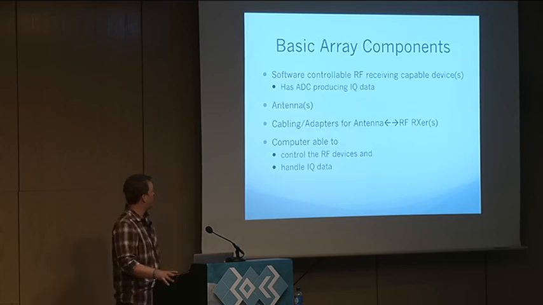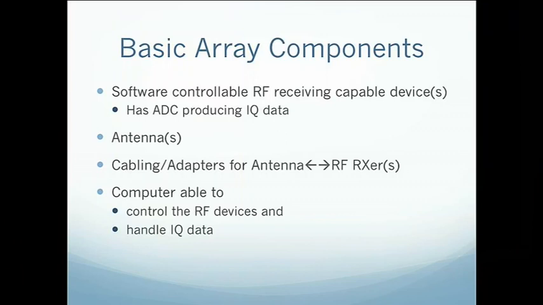The basic array components that you are maybe all aware of, or not, you're going to need basically 5 things. Software controllable RF receiving capable device. This is something that will do analog to digital conversion so you can get IQ data. What I'm going to show is that I use RTL SDRs. SDR might be a misnomer for these RTL devices as they're more just controlled as opposed to software-defined radio.